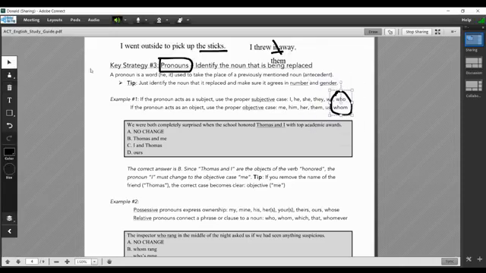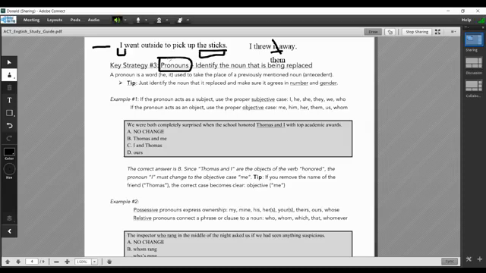And then I think we also need to define what a subject and an object are. Luckily, it's actually really easy. The subject of a sentence is what does the action. An object has the action done to it. So if we go back to our sentence up here, where I said, I went outside to pick up the sticks. I is the subject. The sticks is the object.